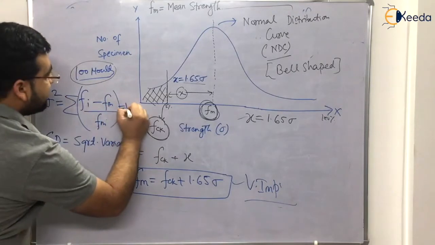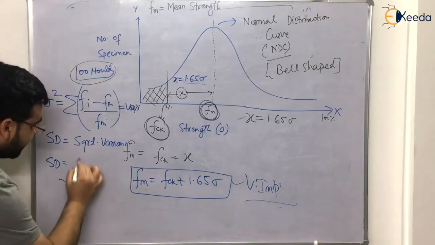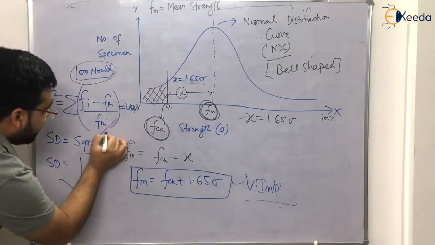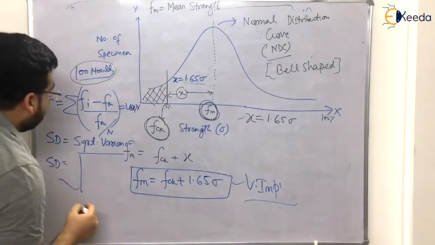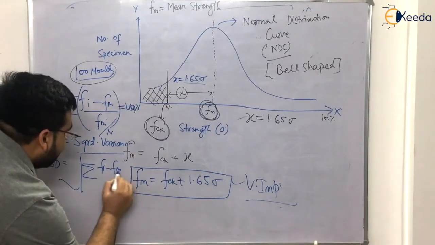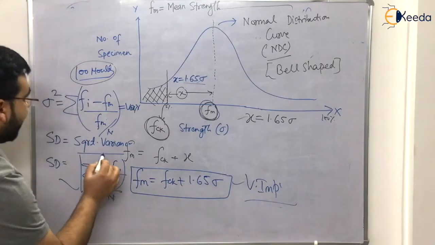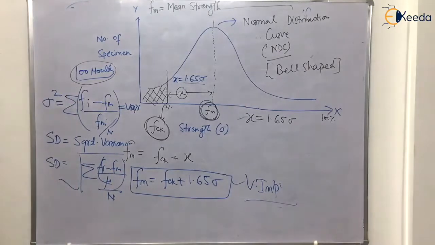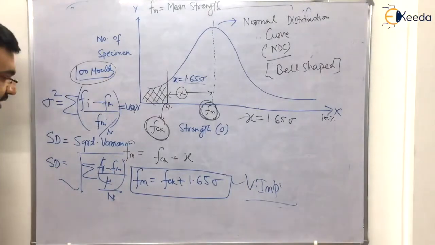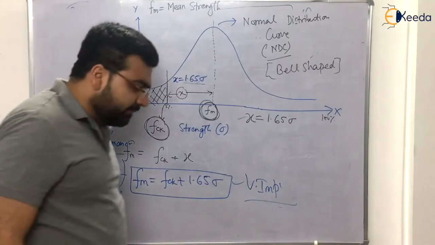This is variance. So standard deviation will be equal to the square root of the summation of (Fi minus Fm) squared divided by n, where n is the number of samples. Okay, this is standard deviation. Now, don't get confused. This is the mathematics part.